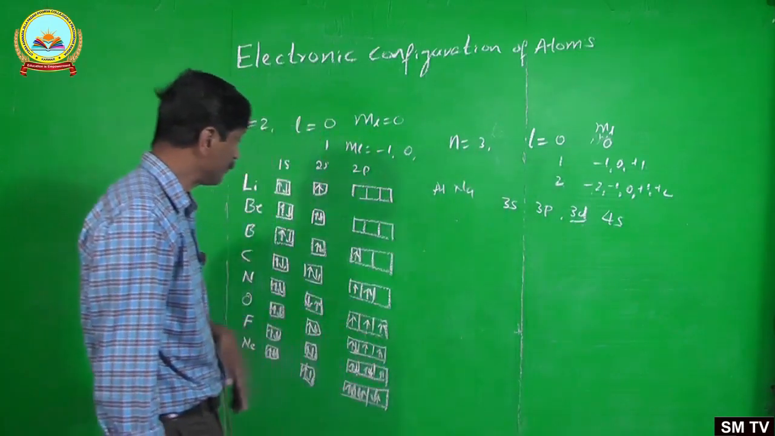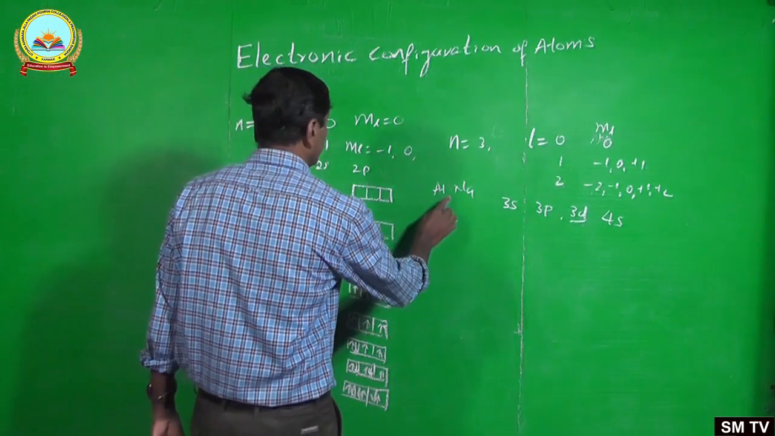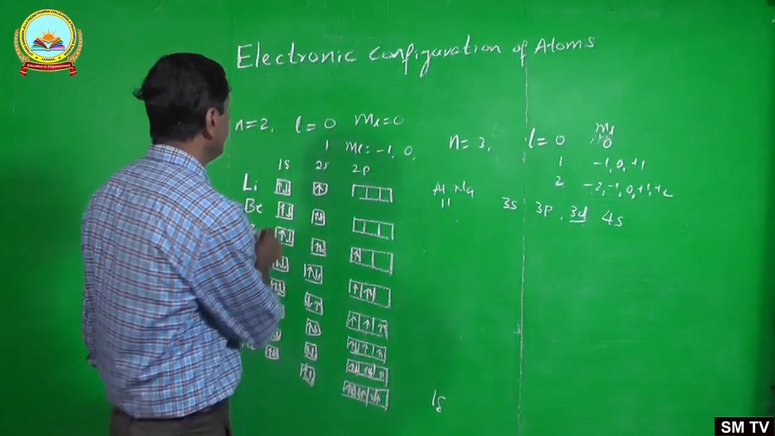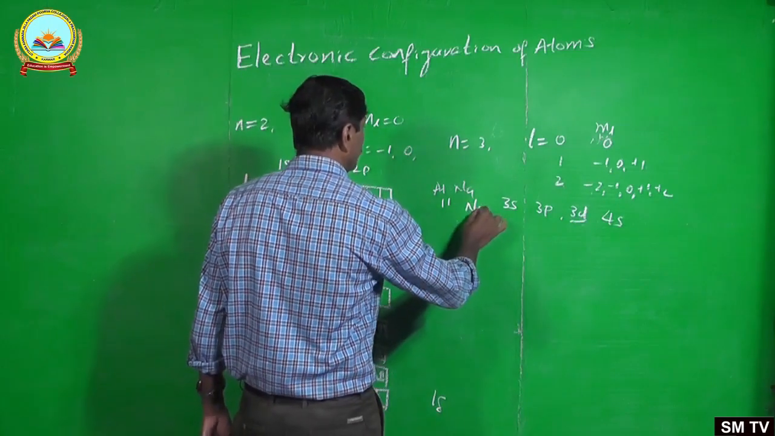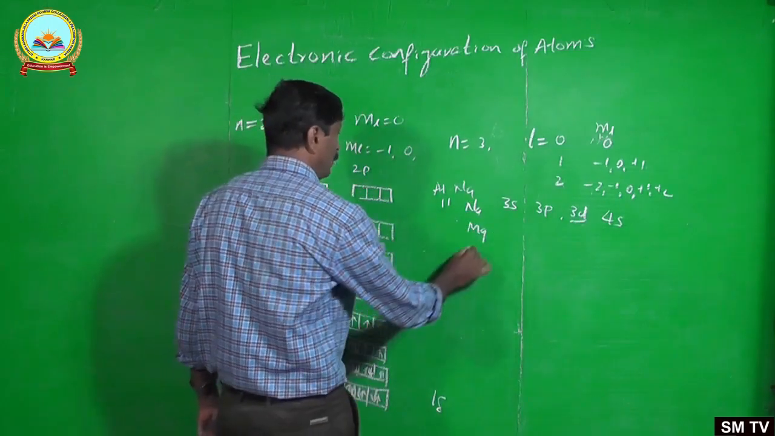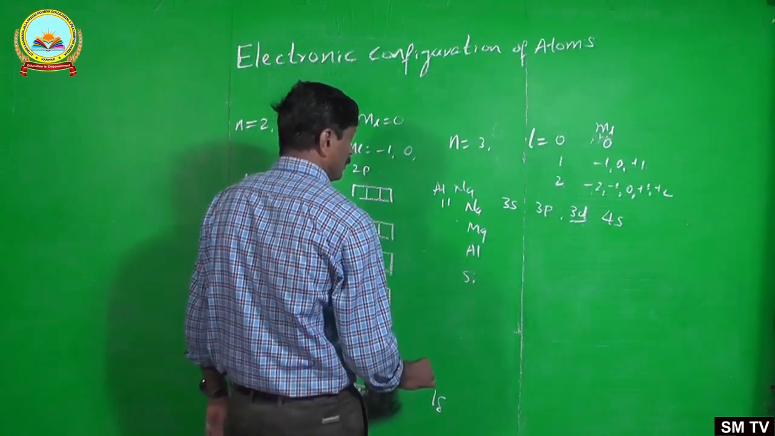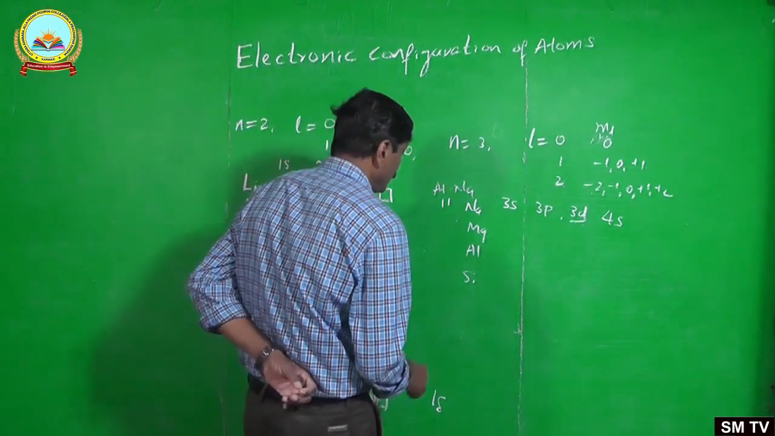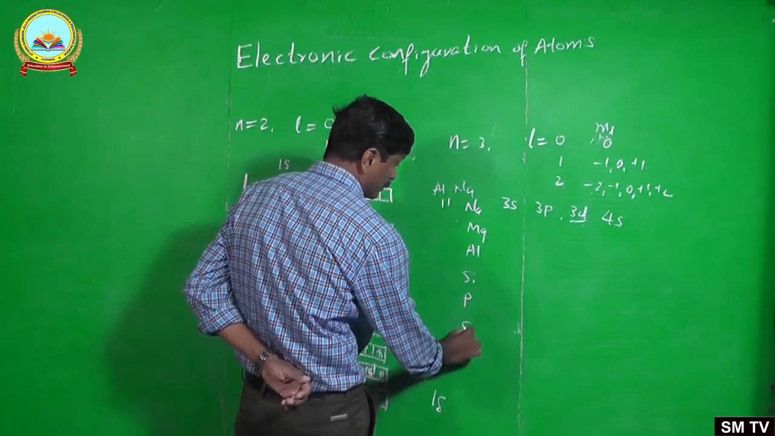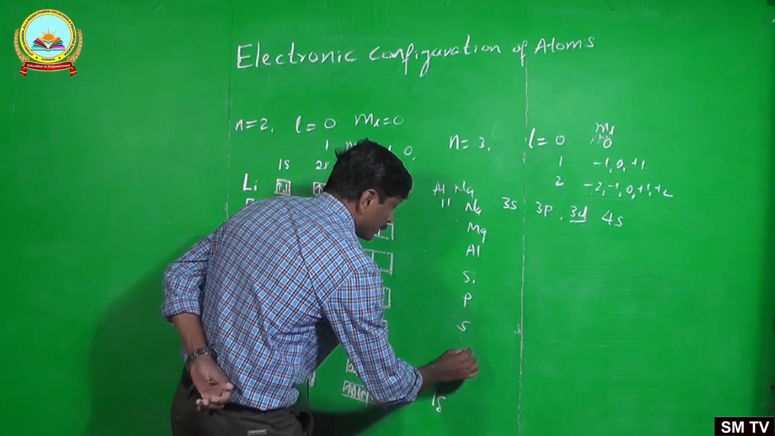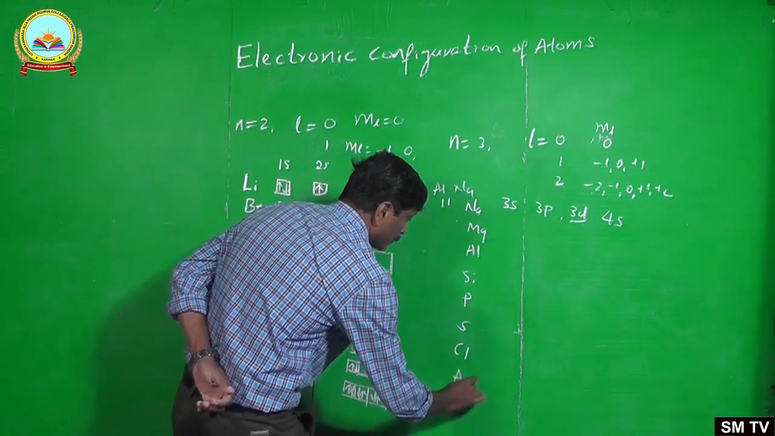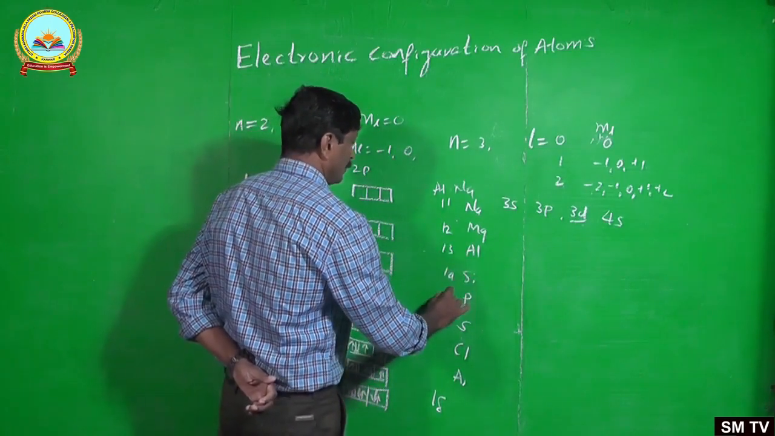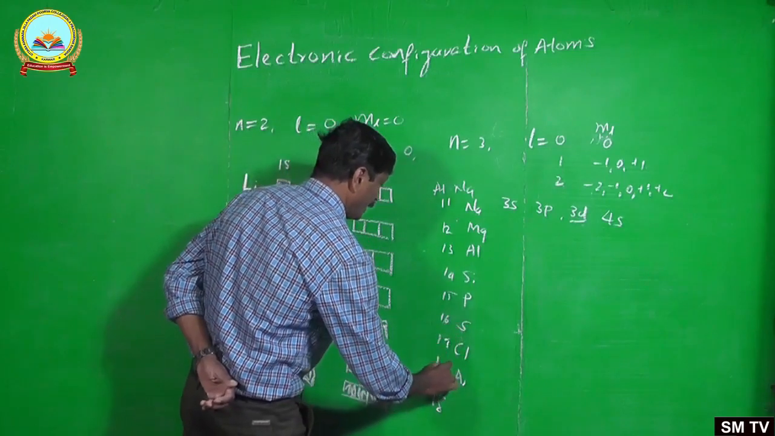So atomic number 11 to 18. Let's say sodium, magnesium, aluminum, silicon, phosphorus, sulfur, chlorine and argon. So here the atomic numbers are 11, 12, 13, 14, 15, 16, 17 and 18.